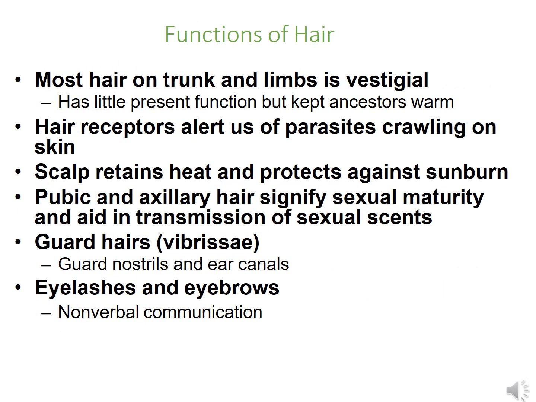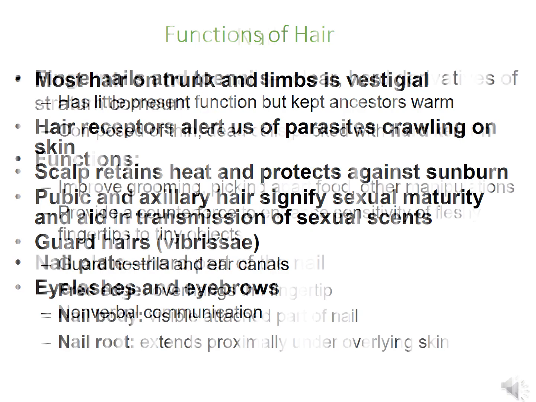Functions of hair. Most hair on the trunk and limbs is vestigial and has little present function, but it kept our ancestors warm. Hair receptors alert us to parasites crawling on the skin. Scalp hair retains heat and protects against sunburn. Pubic and axillary hair signify sexual maturity and aid in transmission of sexual scents. Guard hairs, or vibrissae, guard the nostrils and ear canals. Eyelashes and eyebrows are used for nonverbal communication.